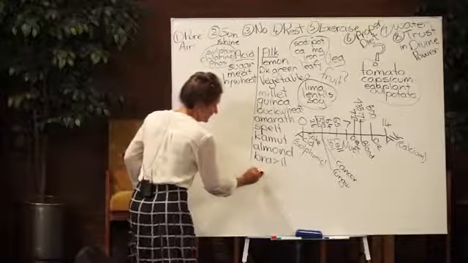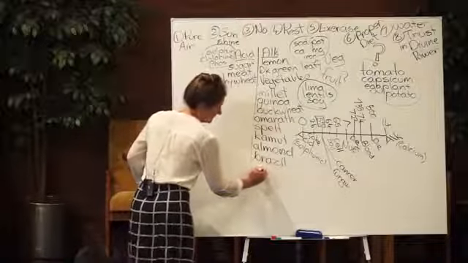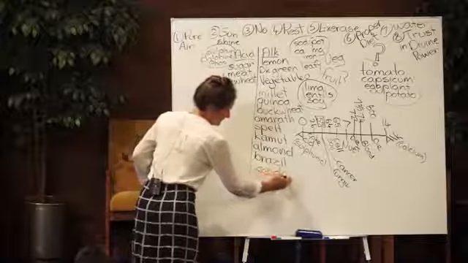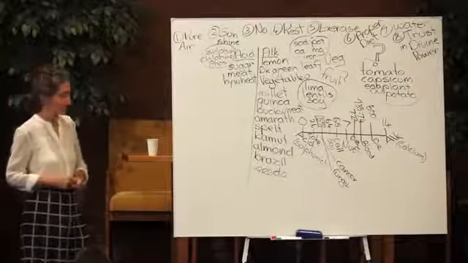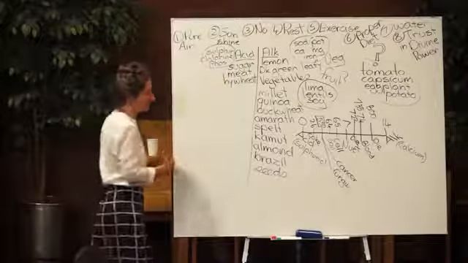All your seeds, that's sesame seeds, sunflowers, chia seeds, flax seeds, pumpkin seeds, they are also on the alkaline list.